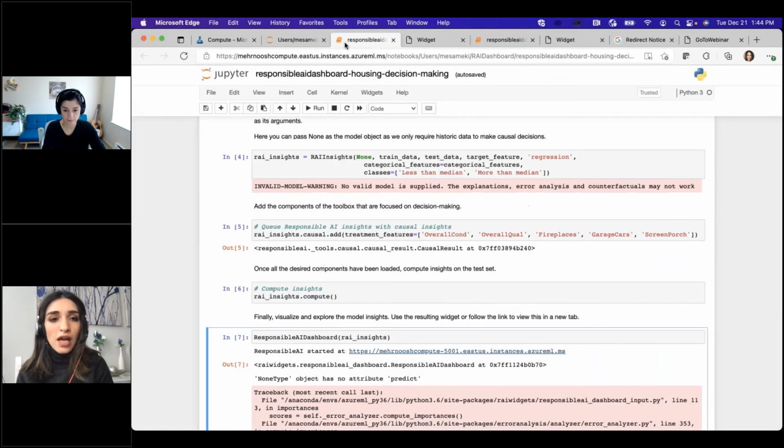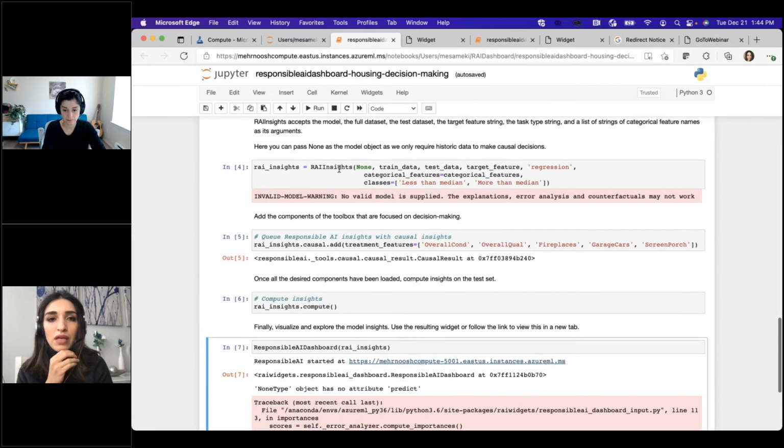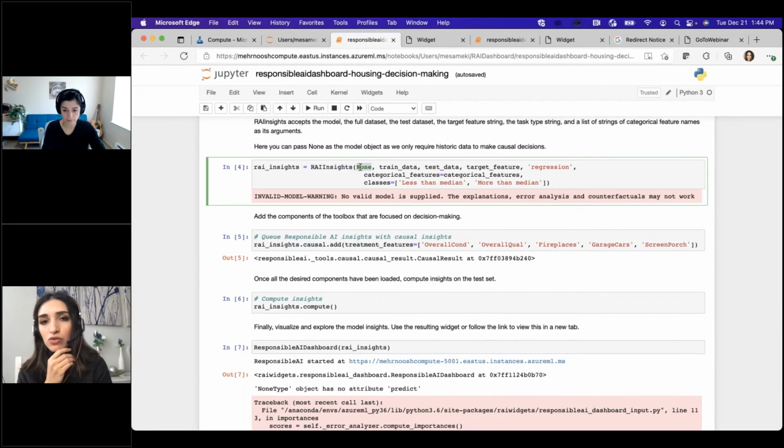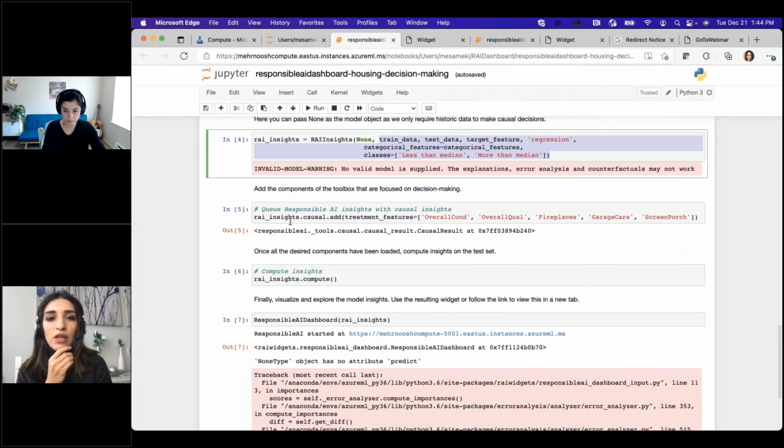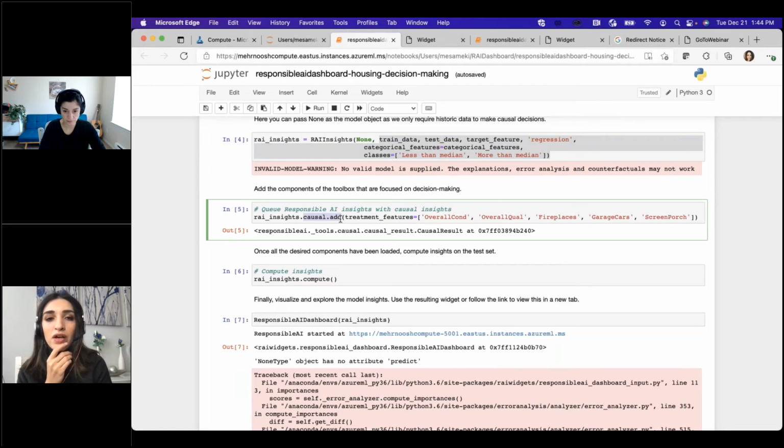So this time, instead of activating, when I call the ARIA Insight, I'm not even passing a model to it. I'm just passing my historic data broken down to training and test. And now I would like to explore the causal. So I only add the causal module and I pass the treatment features. I care about how overall finished quality, number of fireplaces, garage cars, screen porch, square footage have a causal impact on the actual housing price. And my goal is to provide recommendations to either house developers or an individual house owner as to what they can do to get a better asking price in the real market. And I load this dashboard again.